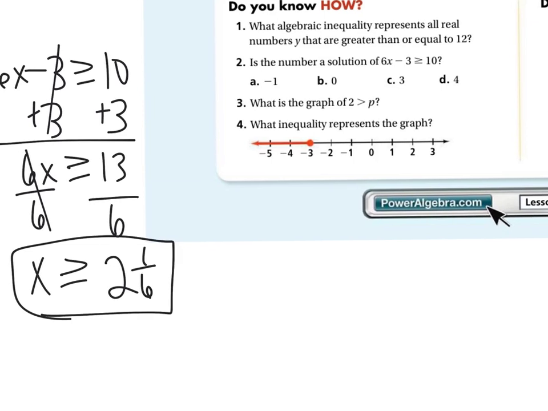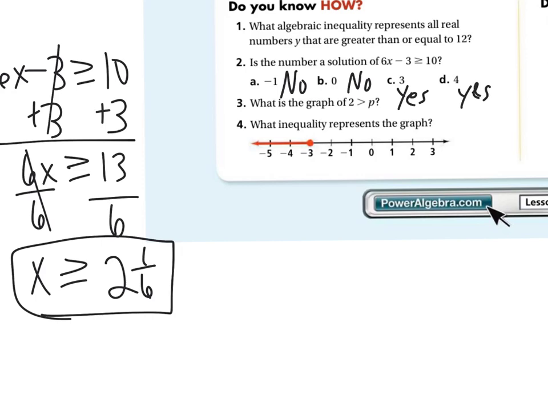So -1 is not going to work. 0 is not greater than or equal to 2 1/6. 3 is greater than 2 1/6, and 4 also is.